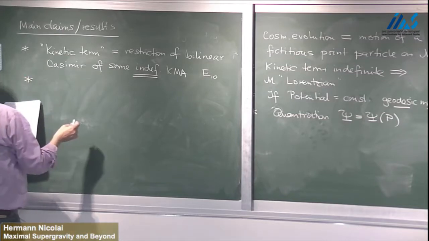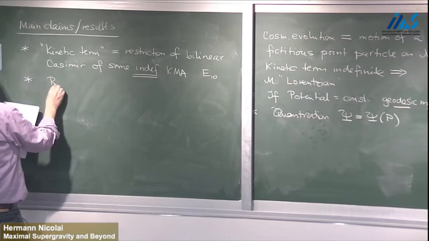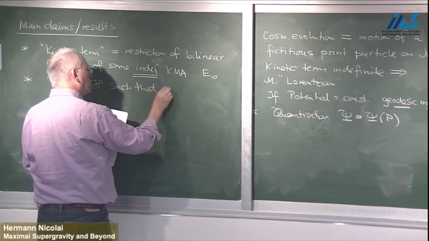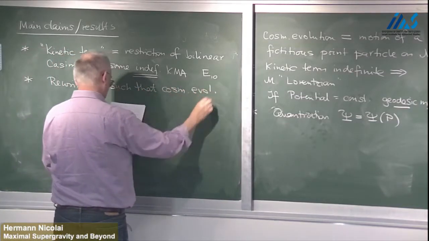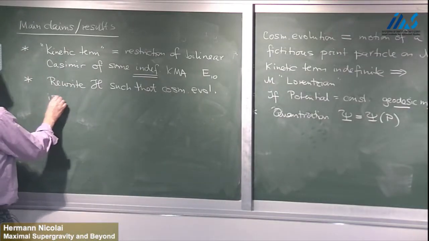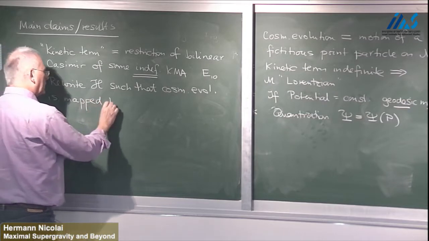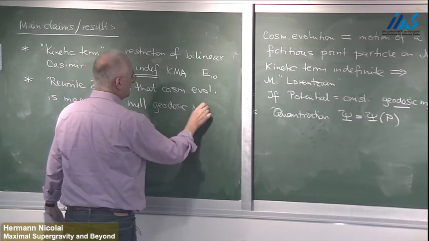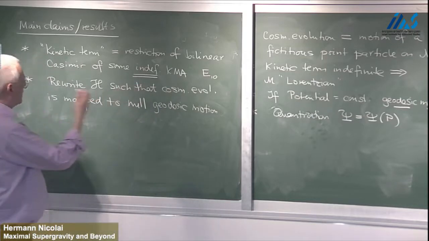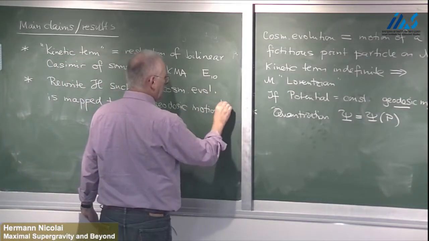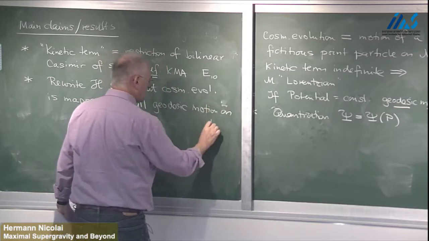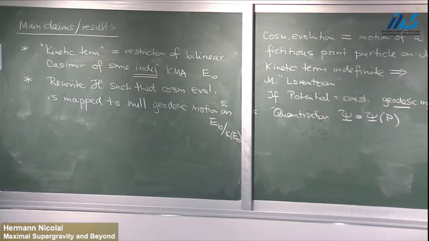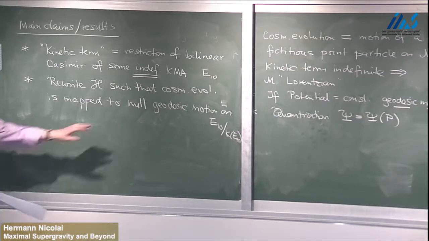Second thing is that H, rewrite H such that, or reinterpret H such that cosmological evolution is mapped to null geodesic motion on the relevant coset space, which is the space we get by straightforward extrapolation from supergravity. So you see a few things happen here.